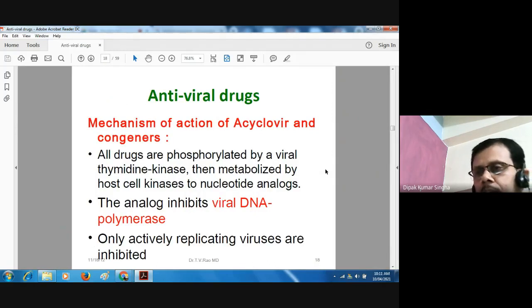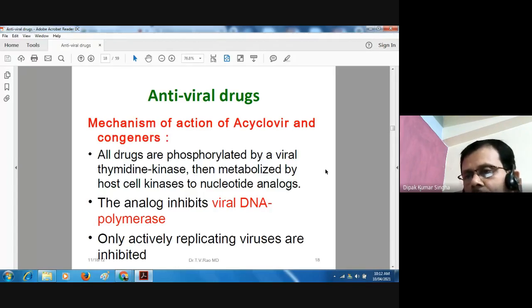The basic mechanism of action of Acyclovir and its congeners, that means the other drugs related to Acyclovir: all these drugs are phosphorylated by the viral thymidine kinase. Kinase means phosphorylation. One ATP is utilized for this reaction and ATP is converted to ADP. One phosphate group is incorporated into the drug.